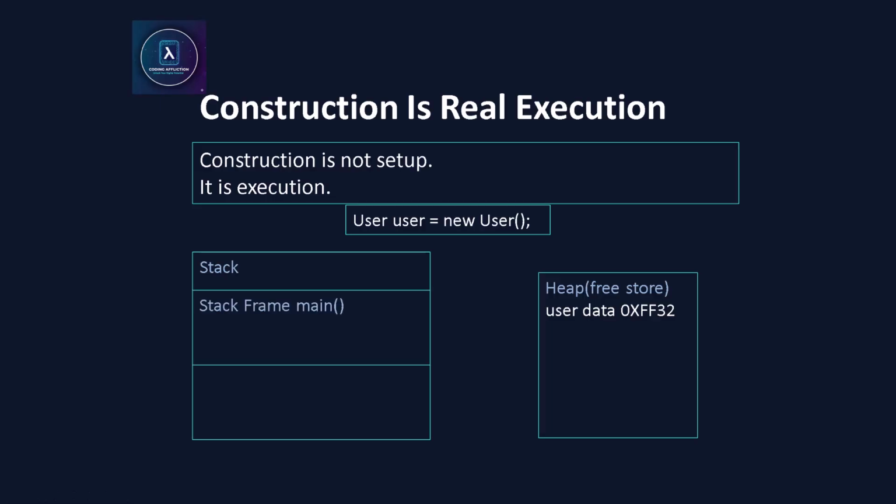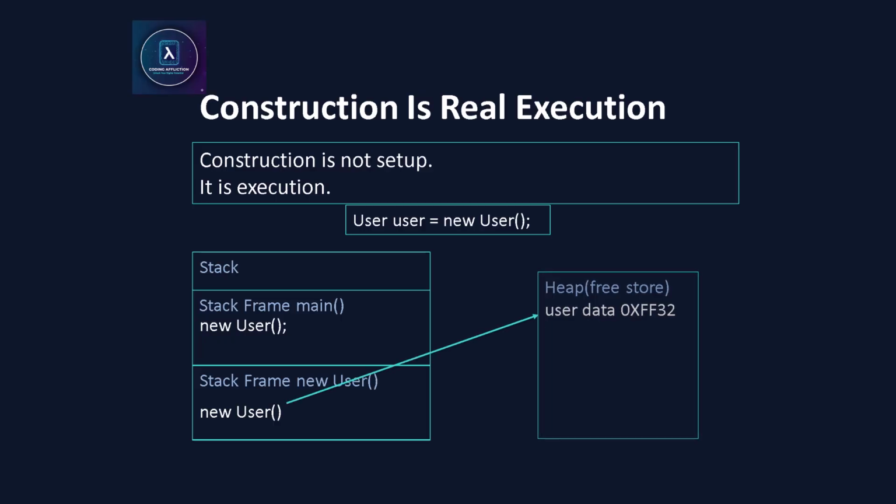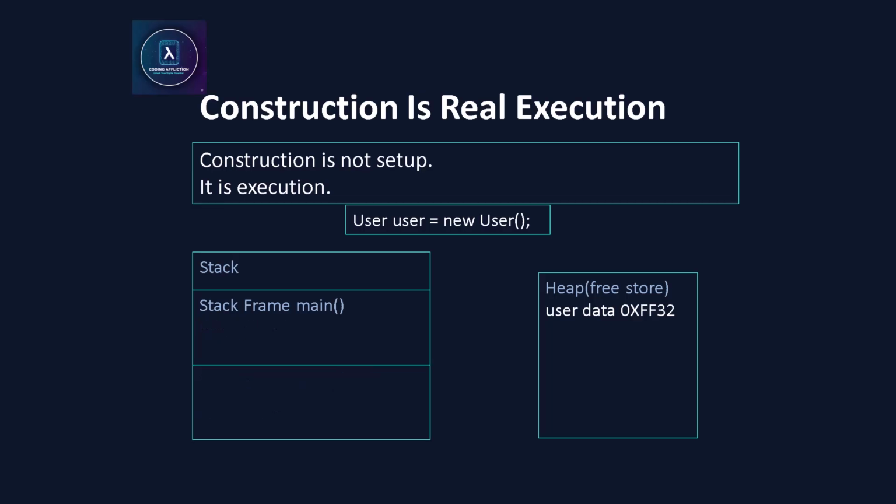Most people treat constructors like a formality, something that just sets things up. But at runtime, a constructor is real execution. The CPU jumps into it. Instructions run. Memory mutates. And when the constructor finishes, that execution is over forever. There's no retry, no rollback. Whatever state exists at the end of construction becomes the starting reality for every method call that follows.